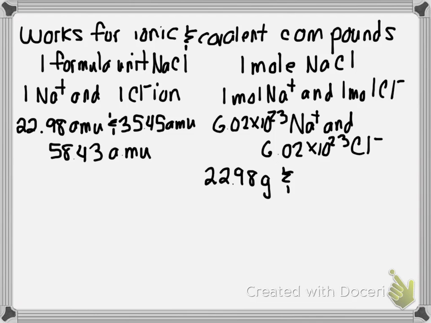The mass of one mole of sodium chloride would be the sum of the molar masses of the individual components. So 22.98 grams for my mole of sodium and 35.45 grams for my mole of chloride. Add them together, get 58.43. So it's the same number again, but different units. If I'm talking about a little teeny amount, one formula unit, it's going to be in AMU. For a mole, this is now a more measurable quantity, something you could do with a balance: 58.43 grams.